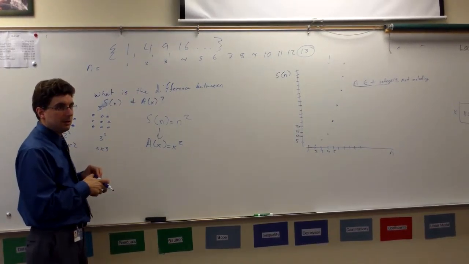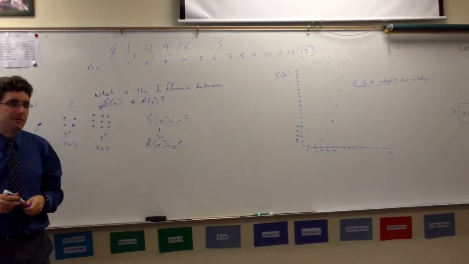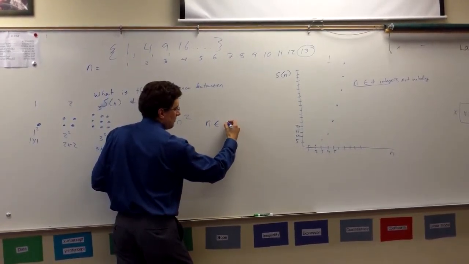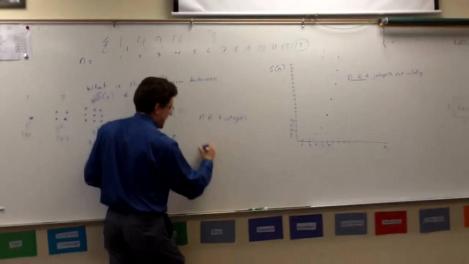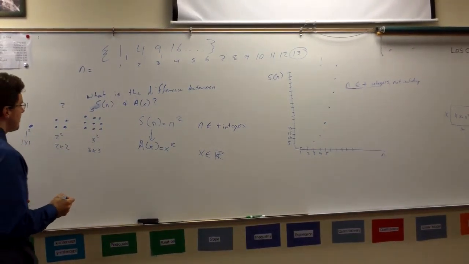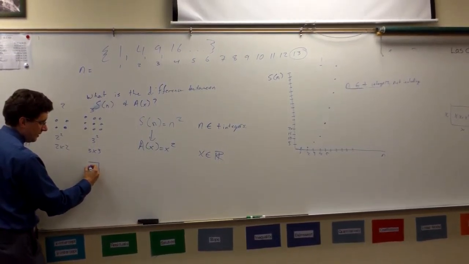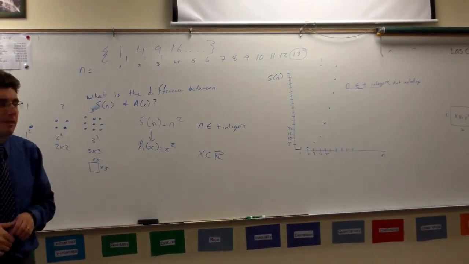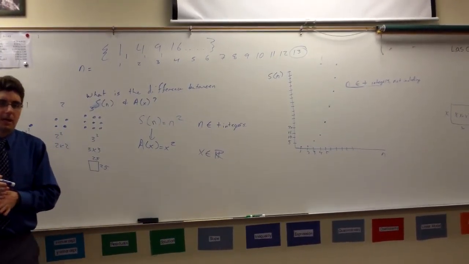Brennicky? N is an element of positive integers where x could be all the numbers. There we go. It's the domain that's the difference here. N is an element of positive integers. Here, x is an element of all real numbers. What I'm trying to say is, let's say we don't have a perfect 3 by 3 square. What if we go, say, 2.5 by 2.5? We can't really represent that with little stones now. But we have a spot in between them that we can.